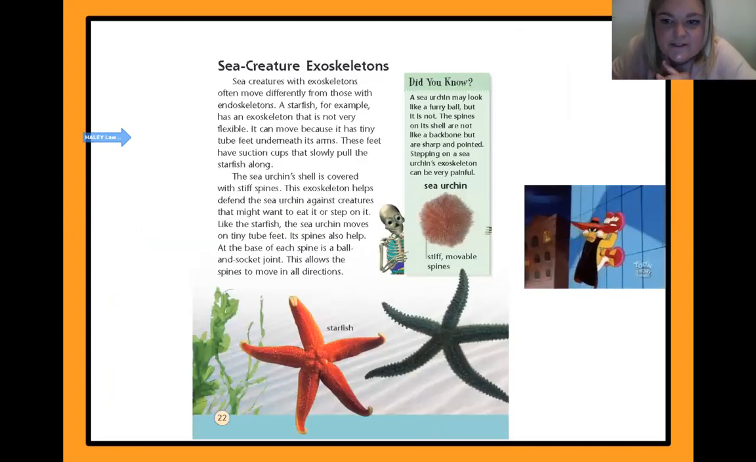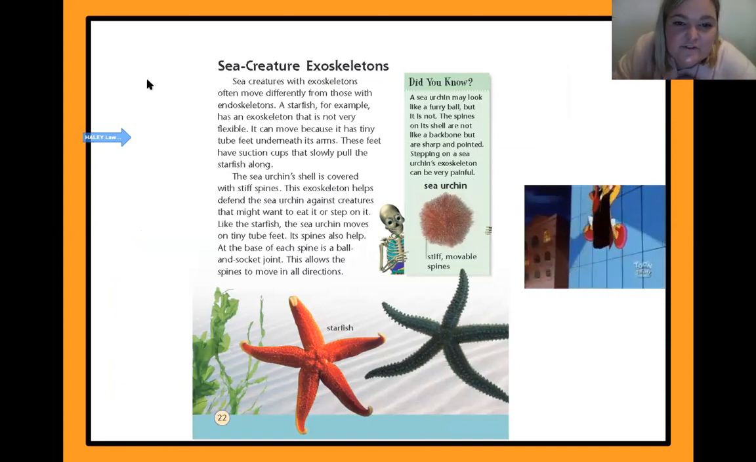Great job, fourth graders. So we can see right here that suction is going to be on this page. And let's start this. So sea creatures, we talked about endoskeletons. Now we're going to talk about exoskeletons. Sea creatures with exoskeletons often move differently from those with endoskeletons. A starfish, for example, has an exoskeleton that is not very flexible. It can move because it has tiny tube feet underneath its arms. These feet have suction cups that slowly pull the starfish along.